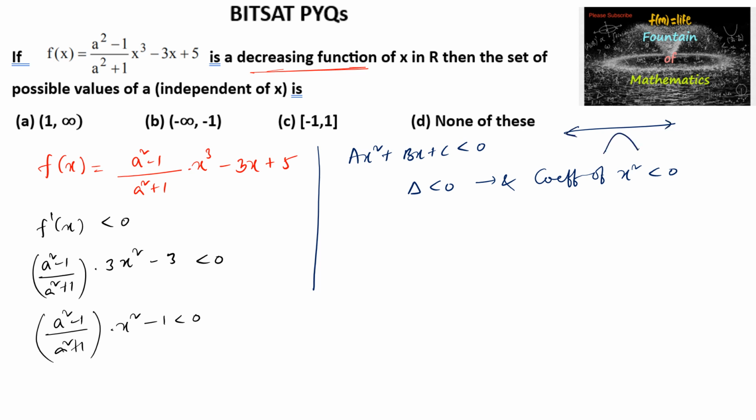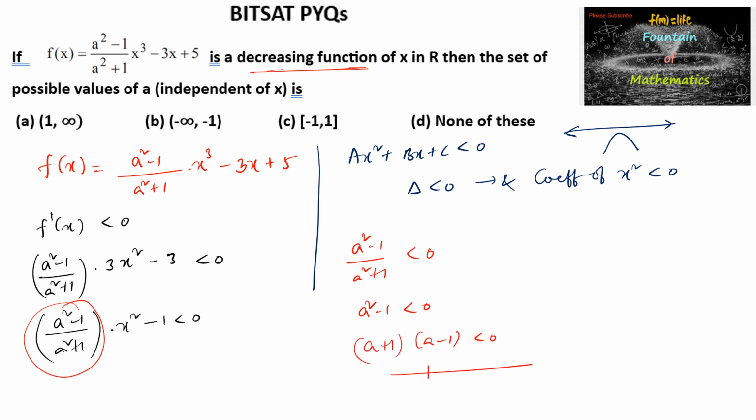So here the coefficient of x square is (a square minus 1 upon a square plus 1), which must be less than 0. That is a square minus 1 must be less than 0. So we can write (a plus 1) into (a minus 1) is less than 0. So we can consider from minus 1 to 1, and by using the wavy curve method the negative region will be between minus 1 to 1.